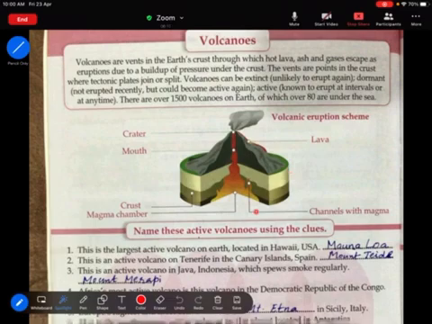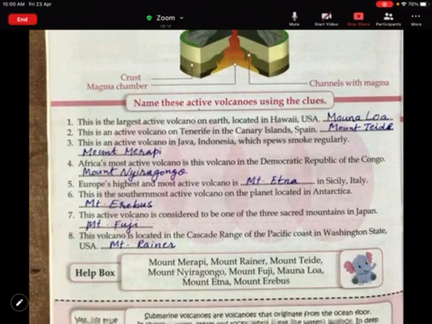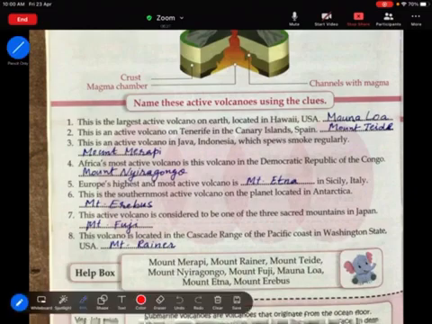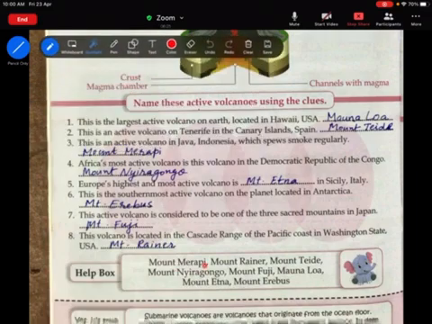Now let's go through the questions. Some words are given in this help box. Mount Merapi, Mount Nyiragongo, Mount Teide, Mount Fuji. Fuji is from Japan. Mauna Loa, Mount Etna, Mount Erebus. Here I have given the answer for each and every one.